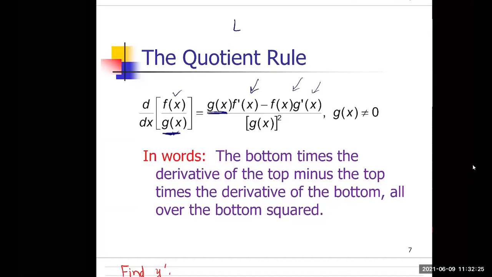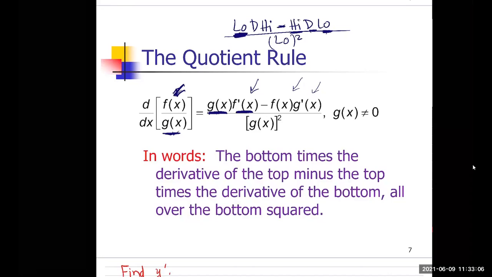Sometimes people learn it by saying "low d high." I'm going to write this down in case it helps you. Low d high minus high d low over low squared. Do you see what that means? The low one, the bottom, times the derivative of the high one, the one on top, minus the high one times the derivative of the low one, over the low one squared. It's kind of fun to say, I guess. Low d high minus high d low over low. If that helps you to remember the quotient rule, then that's awesome.